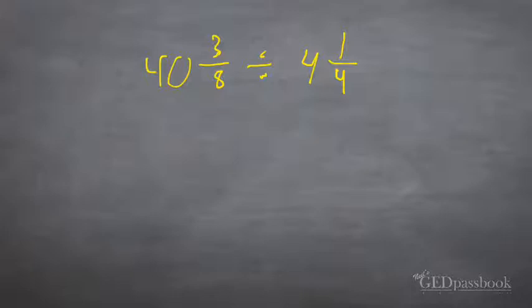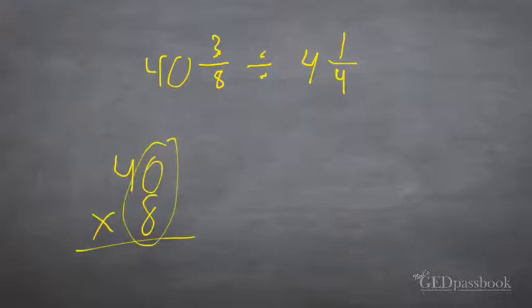But you guys have the skills of multiplying by hand. What's 8 times 4? 8 times 40. What's 8 times 0? 8 times 4.